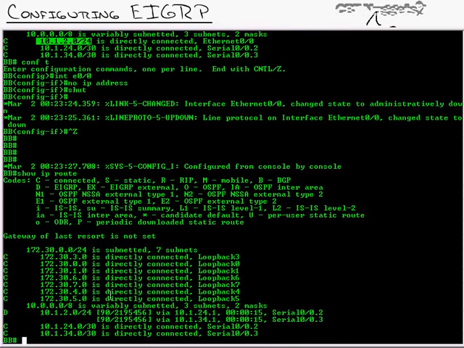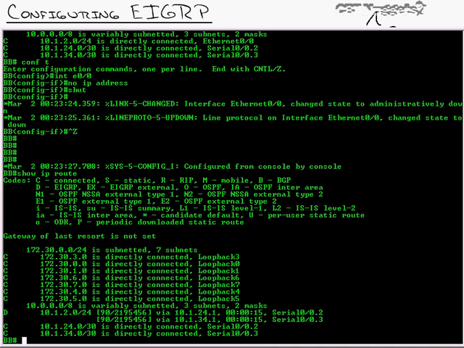Show IP route, and there's our buddy, our D. The route has been learned. Notice it's load balancing because the metrics as of right now are exactly equal. So it is load balancing across those routes evenly, equal cost load balancing.